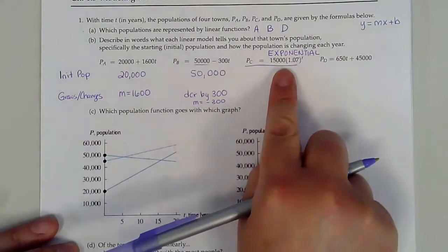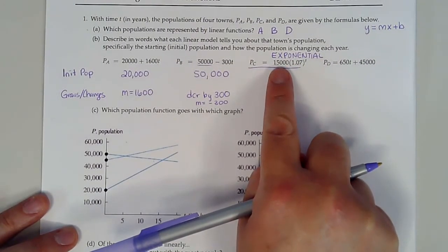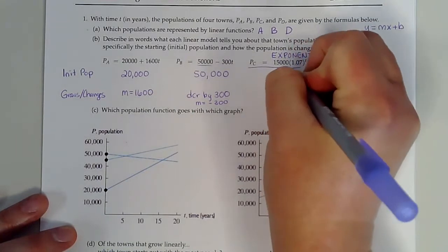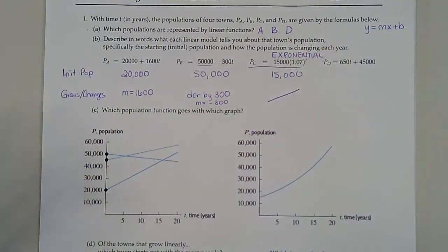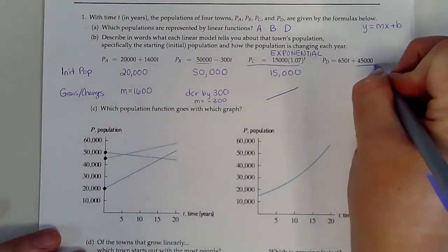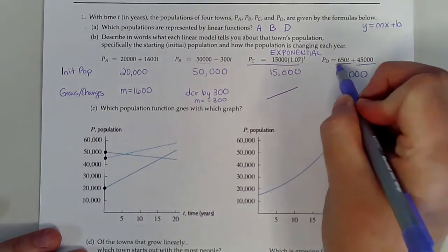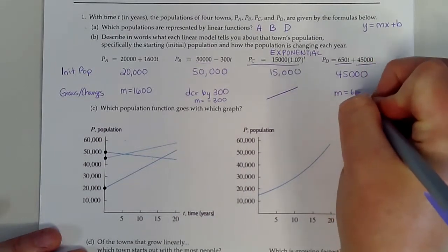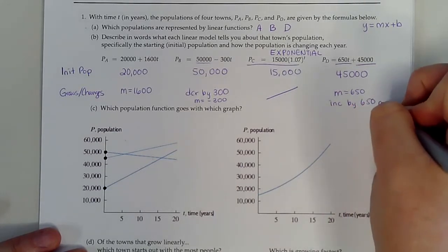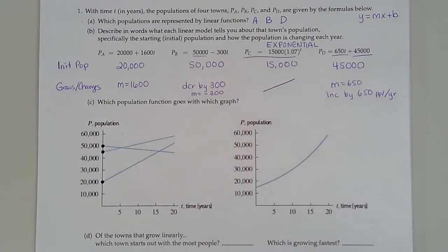And then we decided that letter C was exponential, but it does turn out that this number that's here on its own is going to be their initial population. So that's going to be about 15,000. The slope part we haven't got to yet; we'll look at that in chapter 4. And then the last one, the number by itself is this 45,000, so a starting population of 45,000. And this one has a positive slope. Our m is 650, so it is increasing by 650 people per year. So that gives us the details for each of those 4 towns.